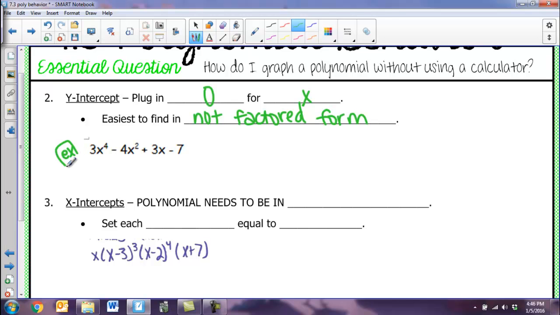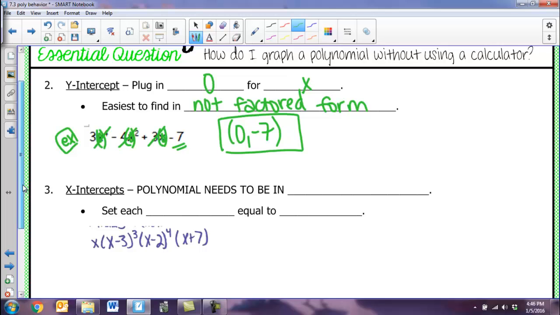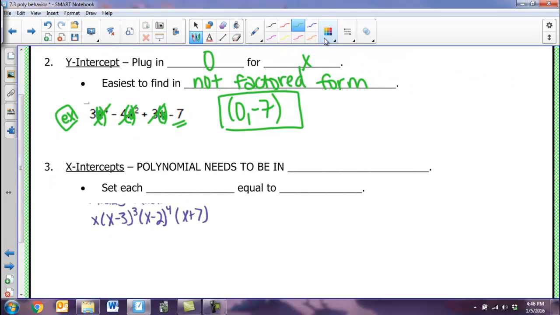So for instance, if I had this guy, I wanted to find the y-intercept. If I put a 0 everywhere there's an x, that would cancel anything out besides this last term. So I know that my y-intercept of this guy would just be (0, -7). It's not impossible to find the y-intercept in factored form, it just takes a little bit more effort, and it's kind of not fun.